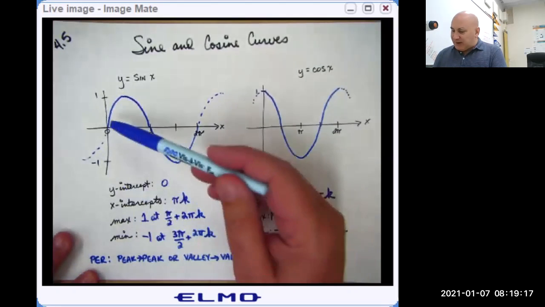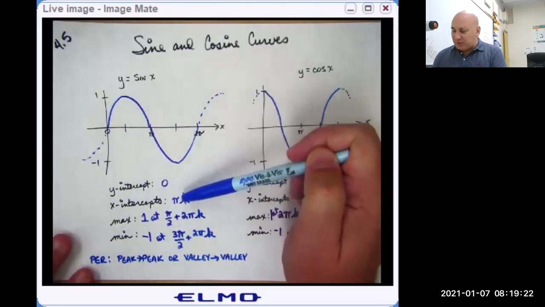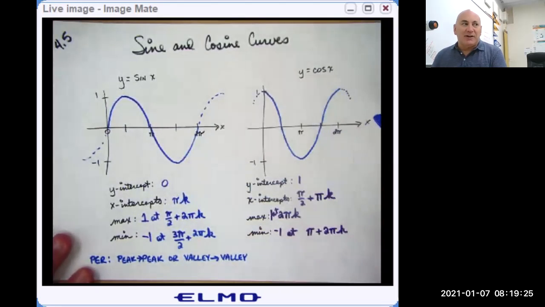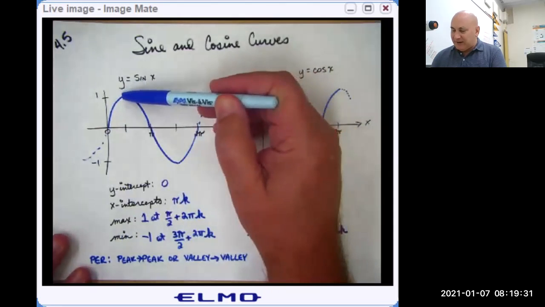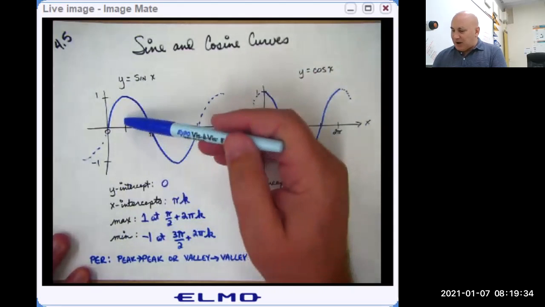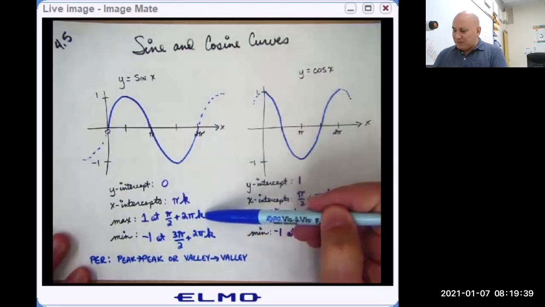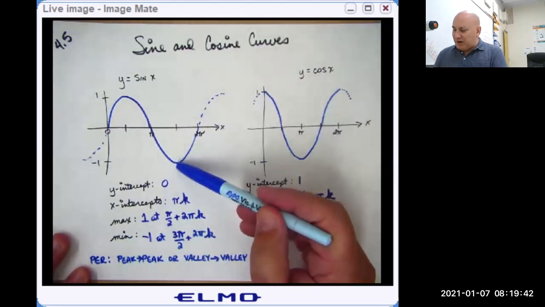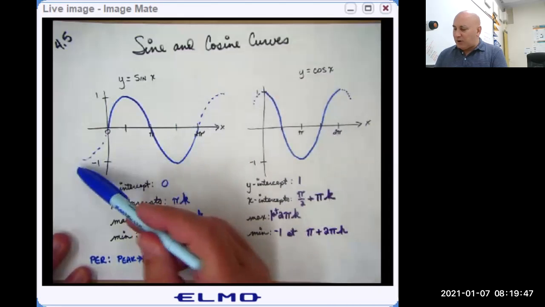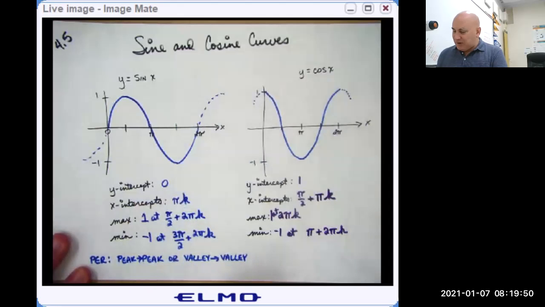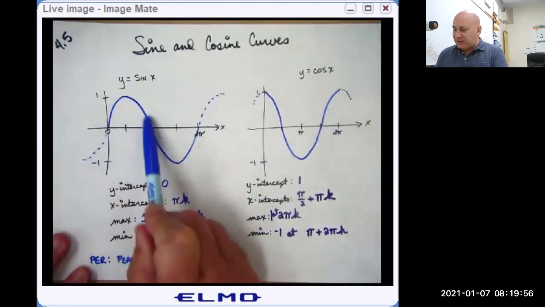You'll notice the y-intercept is 0. The x-intercepts are all the integer multiples of pi, so we say it's pi k, where k is assumed to be an integer. The maximum value of the sine function is 1, and it occurs at pi over 2 and every 2 pi before and after that. And the minimum value is -1, and it occurs at 3 pi over 2 and every 2 pi before and after that.